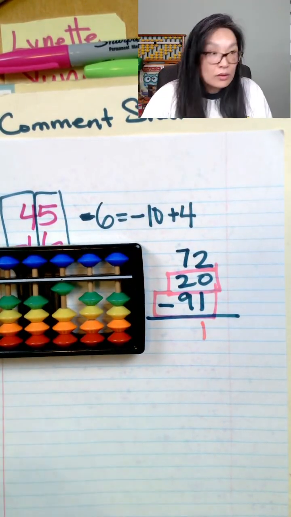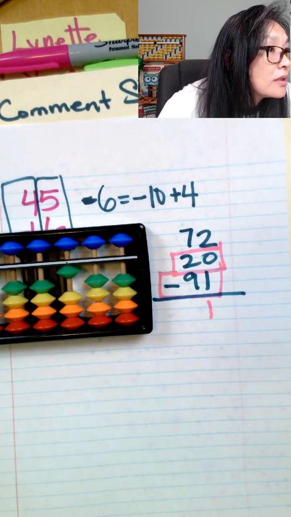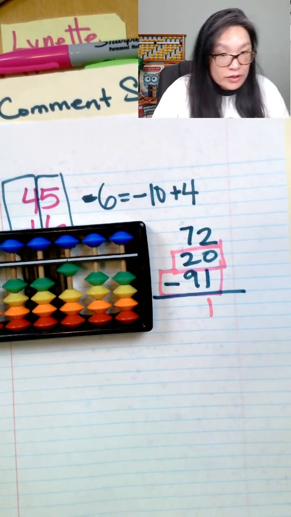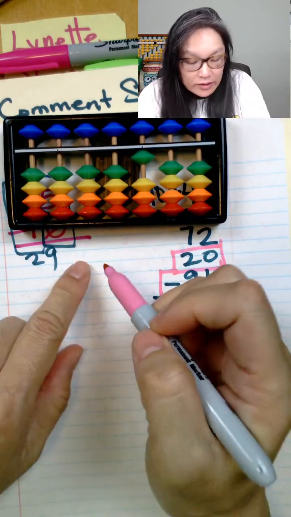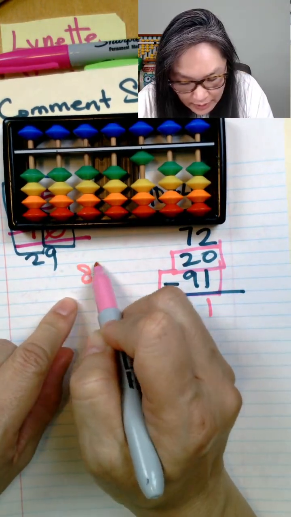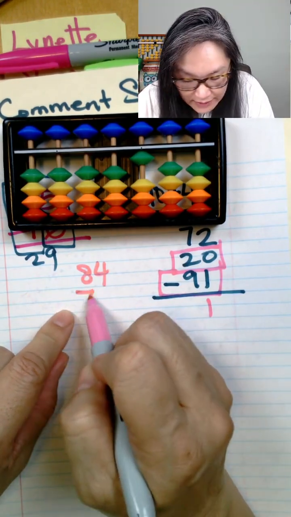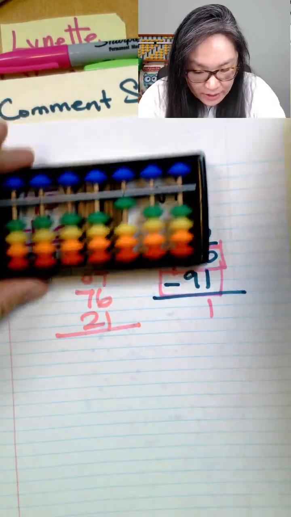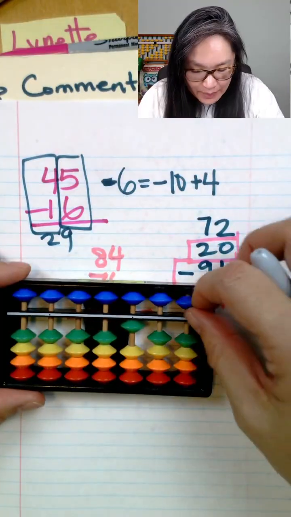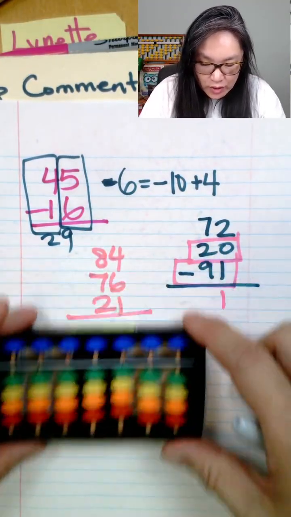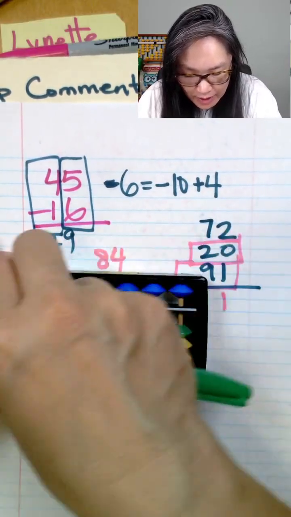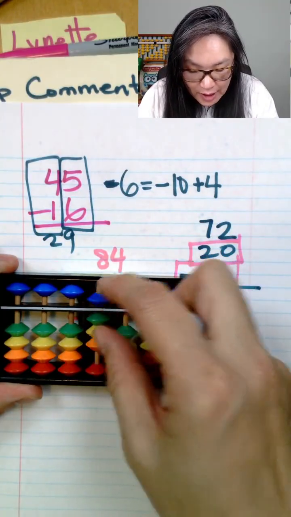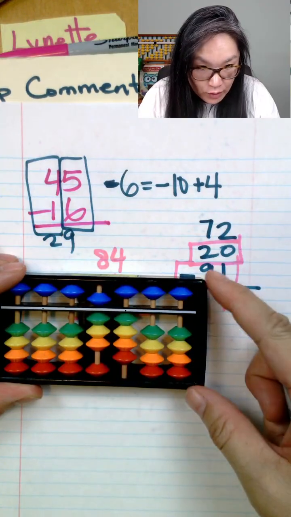So let me see if I can find another question. Okay, let's try this one. Let's do another one. 84 plus 76 plus 21. So again, it's kind of nice with the abacus because you can line it up. Usually when I do longer numbers, I line it up, so all I see is the number here, right? So I do 80, that's to help keep track. I have 80 and I have 4.